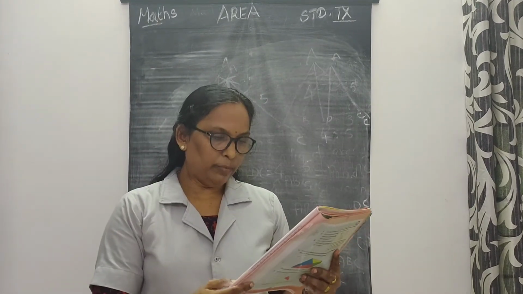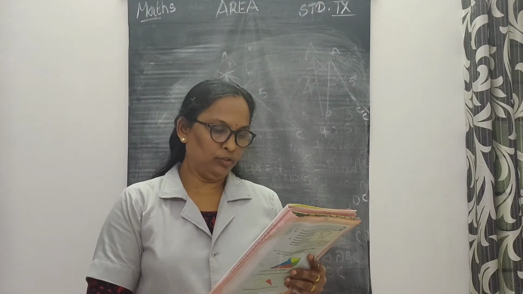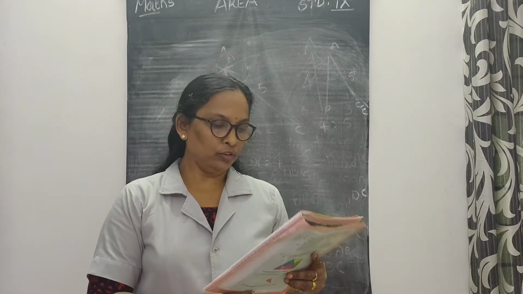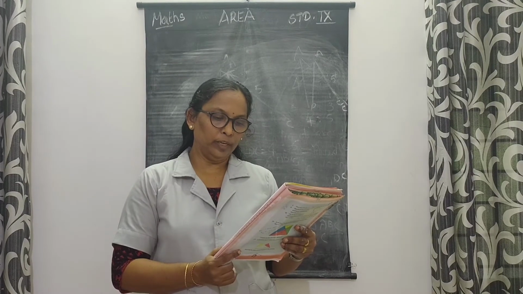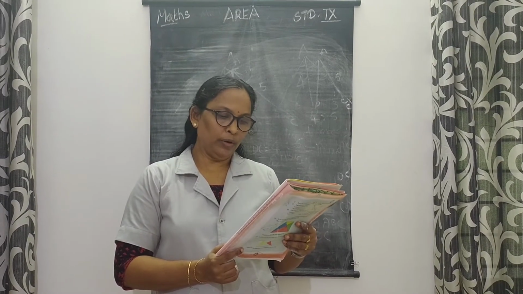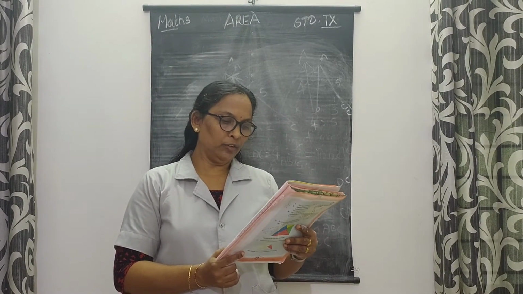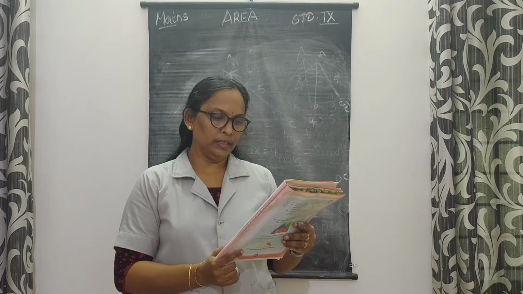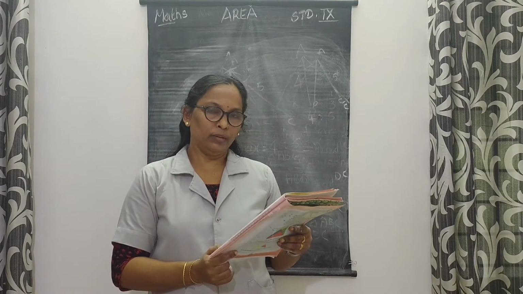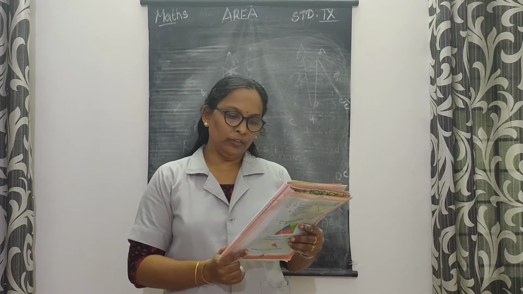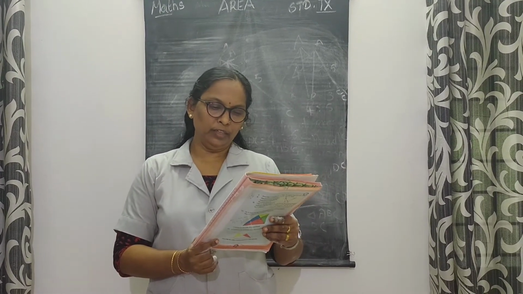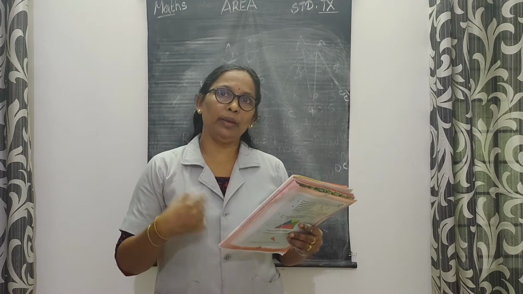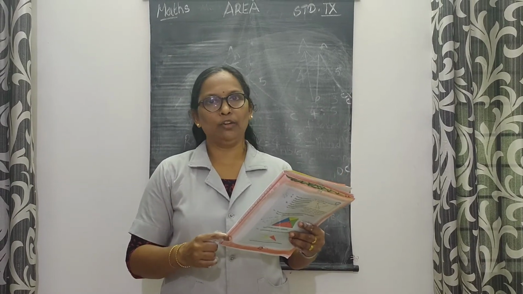Then next question, page number 24, question. Prove that the length of the perpendiculars from any point on the bisector of an angle to the sides are equal. This is the question. The length of the perpendiculars from any point, from where these perpendiculars are drawn, from any point on the bisector of an angle.